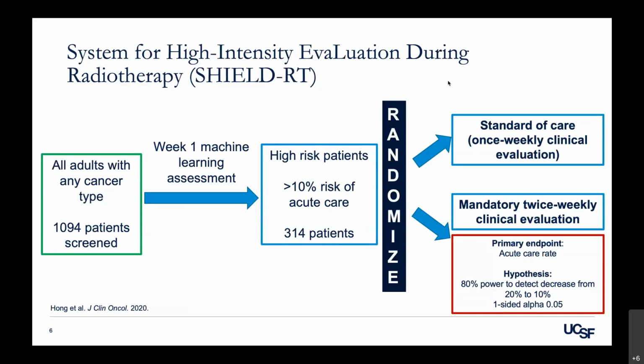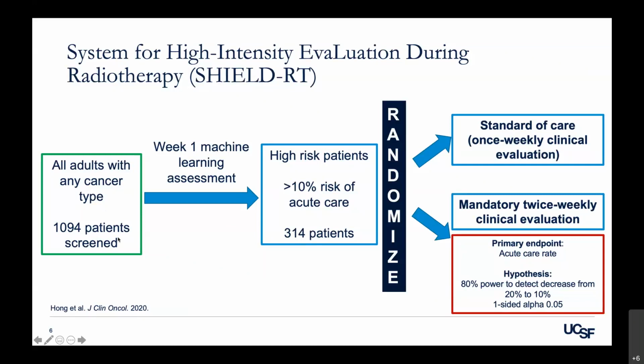We recently published a study in JCO, which was a prospective randomized study investigating the use of machine learning to triage patients to more aggressive supportive care during their treatment and try to reduce the risk of acute care. So this study was run at Duke, where I was a resident, and we ran this for six months.